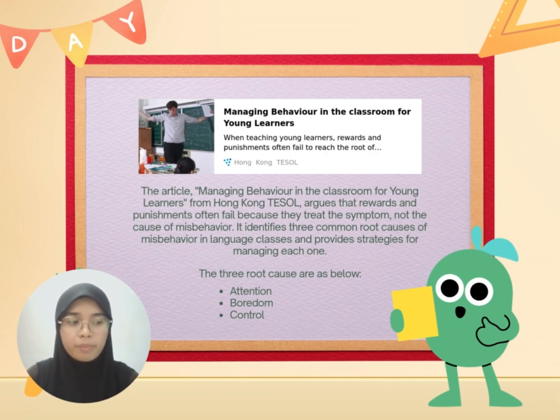are interesting for them. And the third one, we have control, where children often have little control over their day, and if they cannot exert control positively, they will try to exert it negatively by shouting out or refusing to participate in the activities that the teacher was holding in the class. So to solve this problem, teachers can give away small choices to maintain control over the big things to the pupils. So those are the three root causes that were listed in this blog.